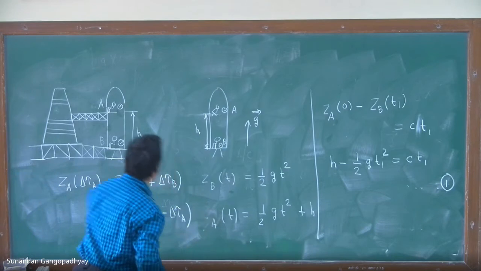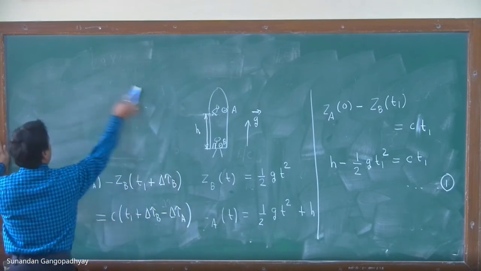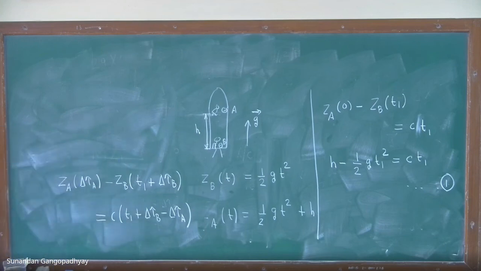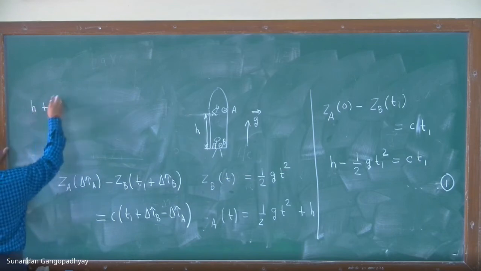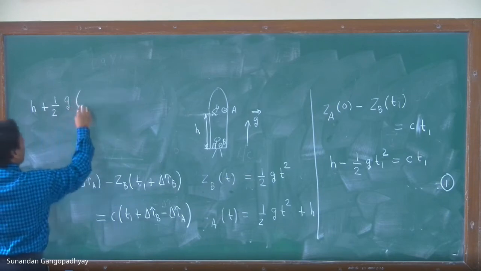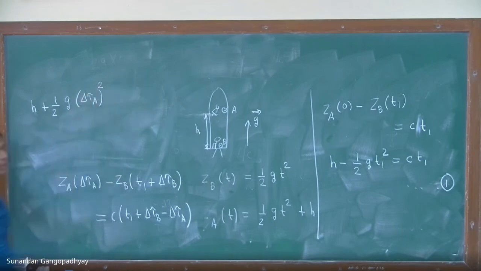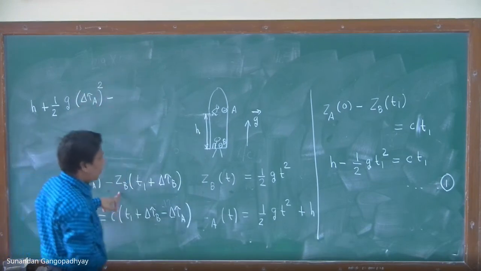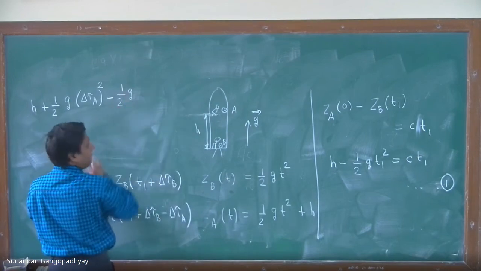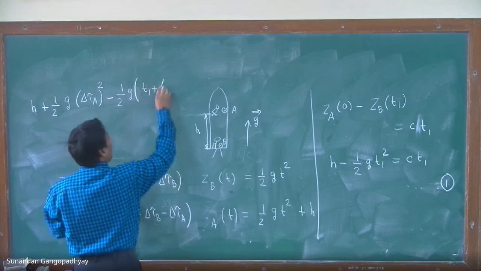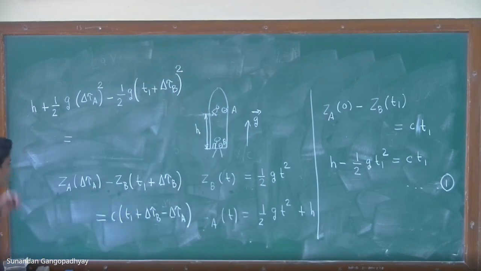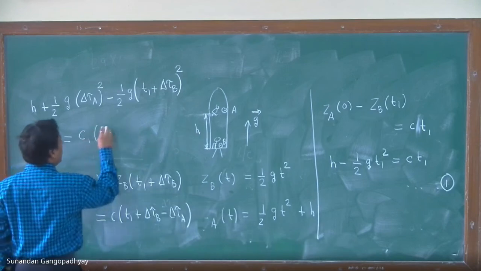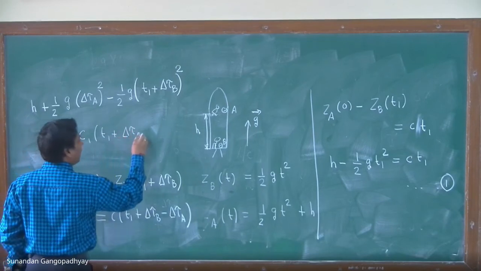Let us use these equations. So if you take Za at delta tau A, this will be H plus half, this minus Zb, Zb is half G T1 square, and that is equal to C T1.